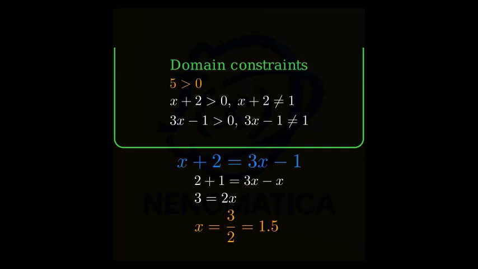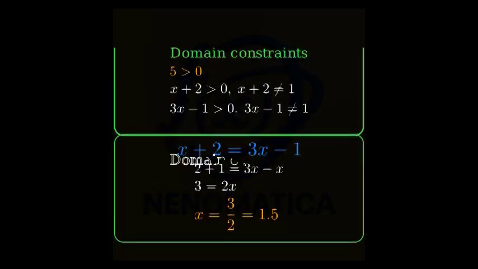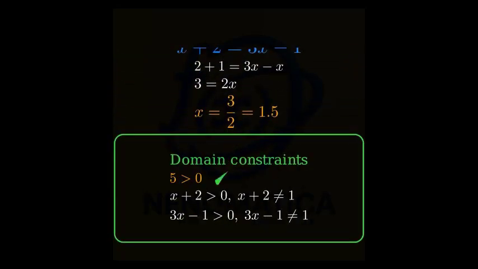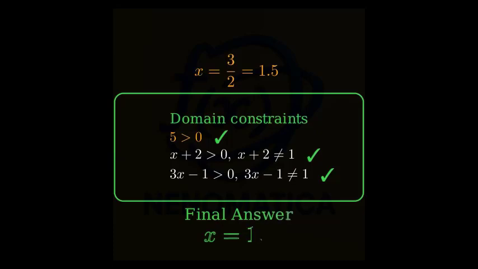Now check the value 1.5 in the constraints. x plus 2 is 3.5, greater than 0 and not 1. 3x minus 1 is 3.5, also positive, and not 1. Therefore, all conditions are met. We conclude that x equals 1.5 is a valid solution.